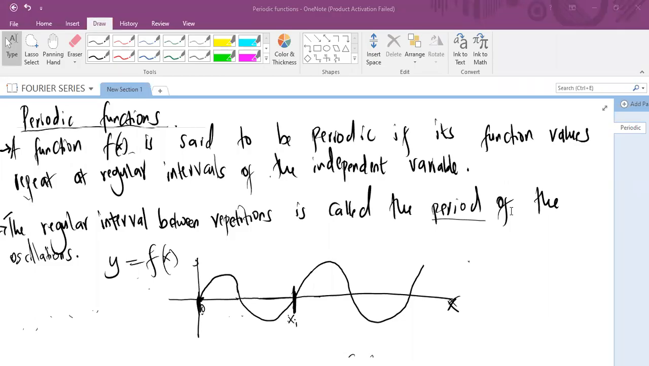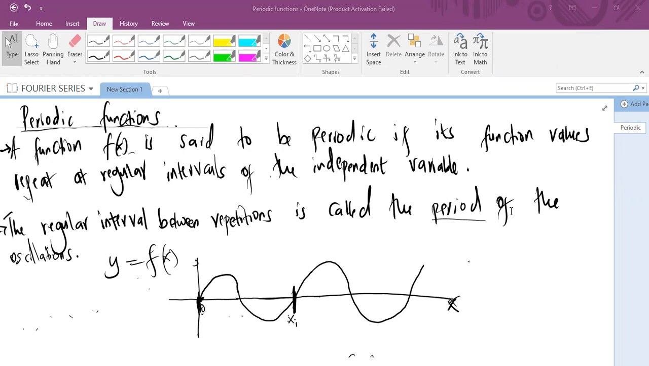Hello guys, so I would like us to look at Fourier series. So Fourier series basically involves expressing functions in some infinite form. Now, some definitions that we have, like periodic function. A function is said to be periodic if its function values repeat at regular intervals.